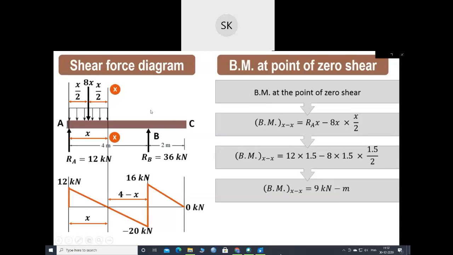So bending moment at the point of zero shear. So RA will produce the clockwise moment. So the upward acting arrow of this RA will produce the clockwise moment about XX. So it is RA into x. So that we have mentioned over here. Whereas this downward acting arrow of 8x will produce anti-clockwise moment about section XX. So it is 8x into x by 2. So now substitute the value of x over here. So x is 1.5. So here also x is 1.5 and this is 1.5 upon 2. So if we make the calculation, then it will be 9 kilonewton meter.